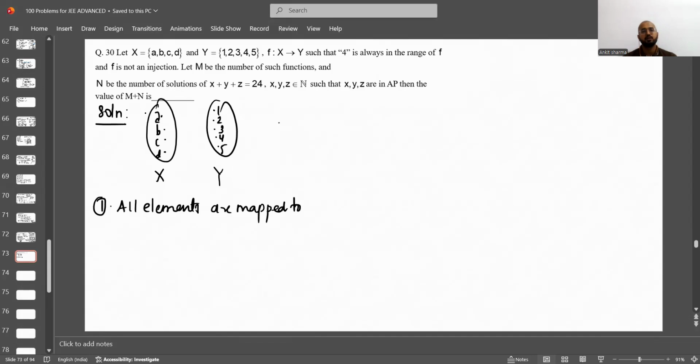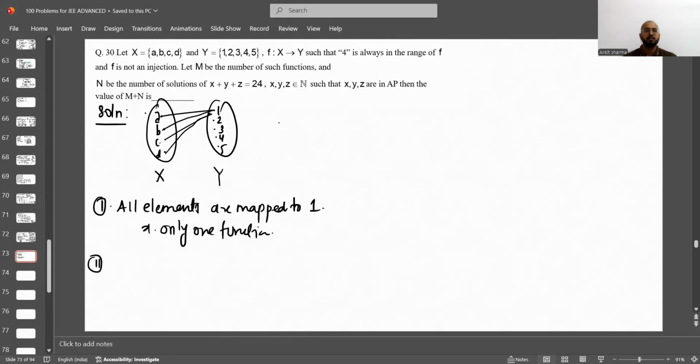In this case, it will become a constant function. That means A, B, C, D, all of them are going to be mapped to 4. So A is mapped to 4, B is mapped to 4, C is mapped to 4, D is also mapped to 4. So in this case, we get only one function.